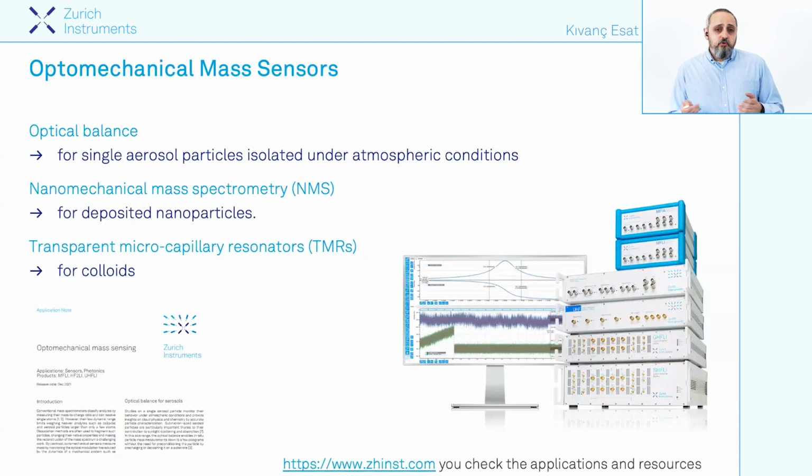Now we can move on to a few examples of how these techniques we just heard of, the open loop techniques and the closed loop techniques, can be used in an application. In this case, we pick an optomechanical mass sensor example. We actually published an application note on this as well. You can find it on our website. And we will look at 3 distinct examples that look at different types of material to measure the mass.